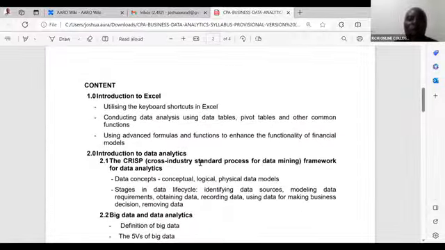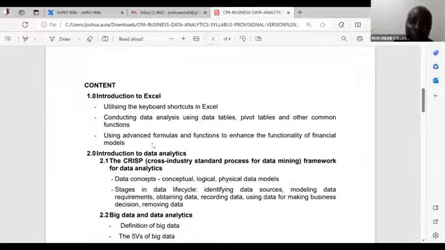So the content, we shall be forced to teach you quite a little bit of Excel. They're calling it introduction to Excel, utilizing the keyboard shortcuts in Excel, like Control-C. We have in this case here Control-H. We have those shortcuts. We shall be able to teach them here. Conducting data analysis using the famous data tables, pivot tables, and other common functions, using advanced formulas and functions to enhance the functionality of financial models. You can see in this case, the Excel that they want us to teach you is quite little.